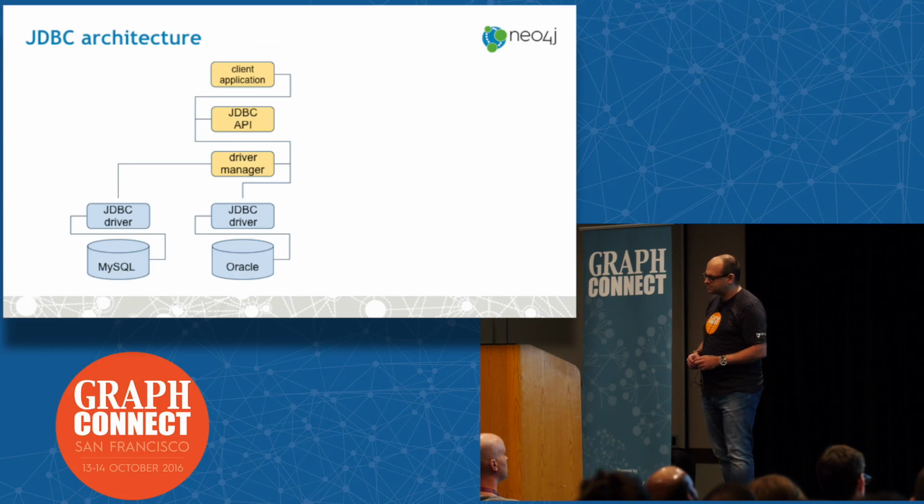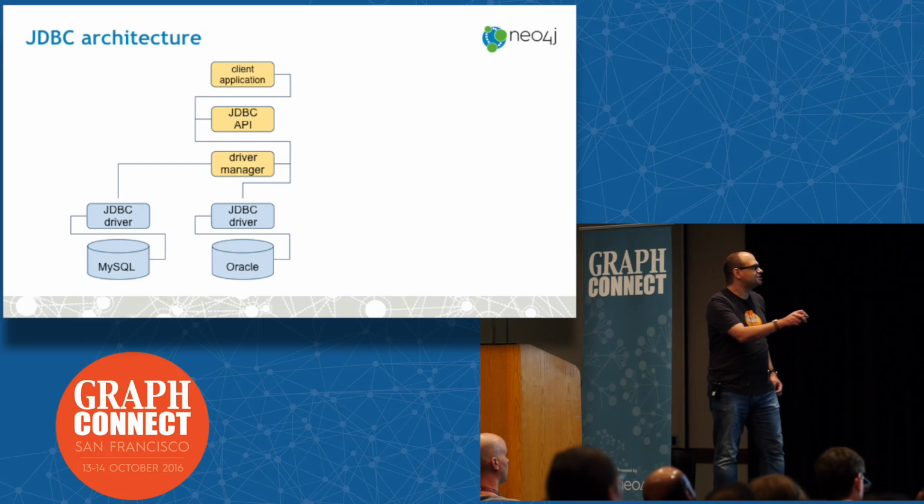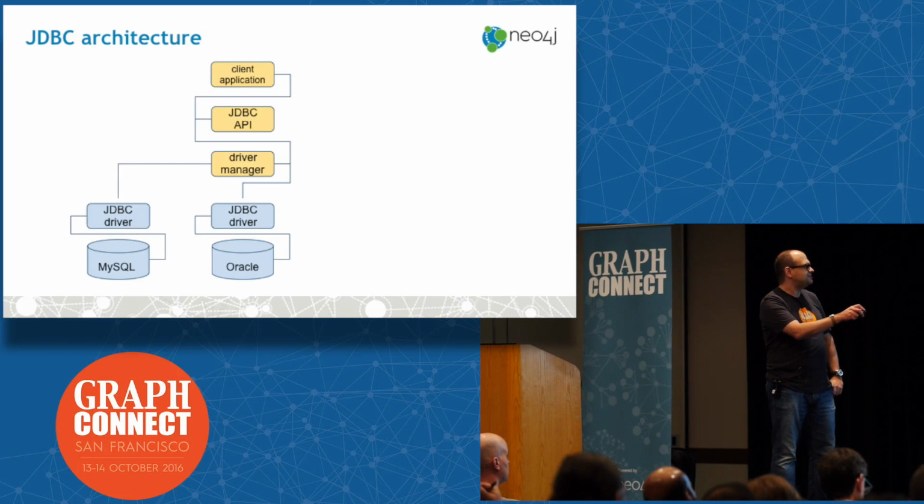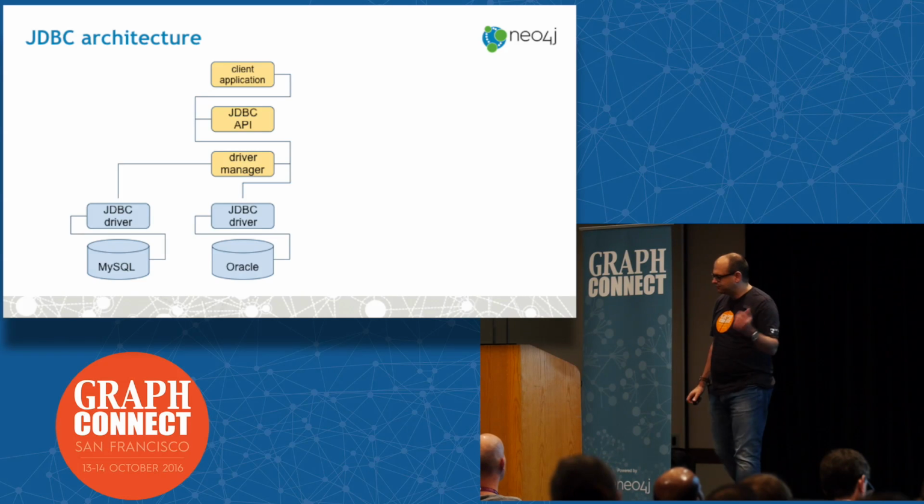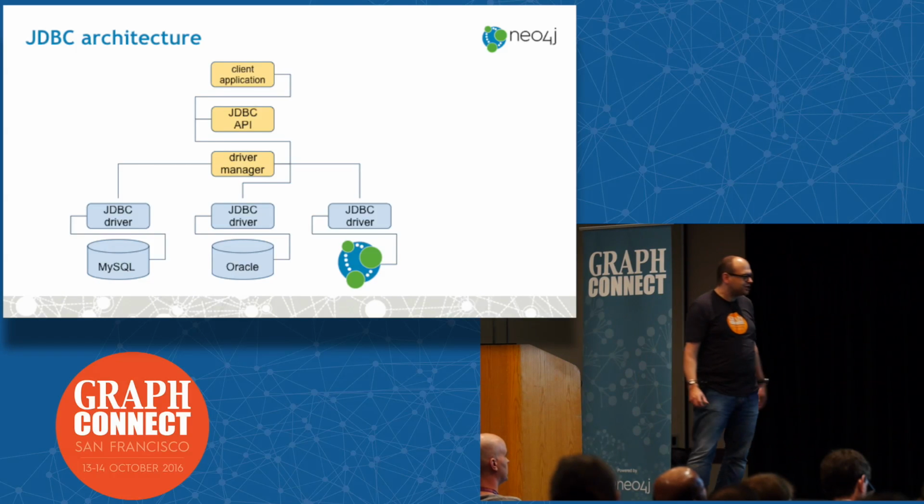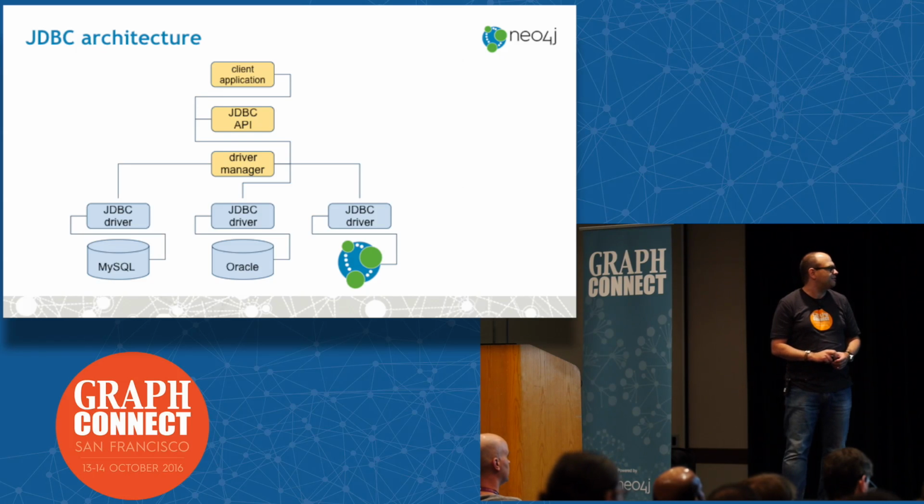So the architecture of JDBC roughly looks like that. On the top layer we have a client application that speaks to the JDBC API. Underneath, as an implementation part, there is a driver manager, which manages all the drivers that are connected and loads them from there. Then each database vendor has its own JDBC driver that is plugged into the driver manager. And if we want to add Neo4j to that game, we have a Neo4j JDBC driver that then communicates with the graph database.